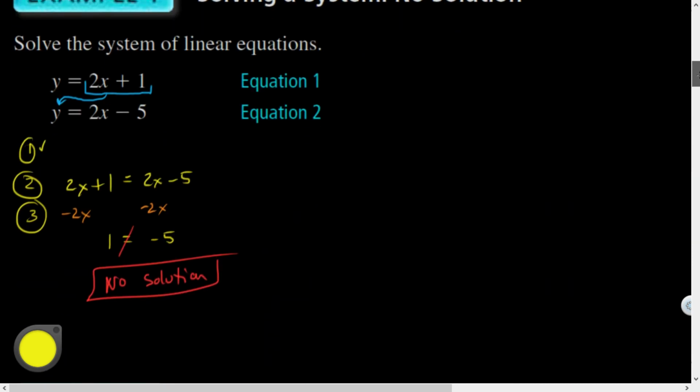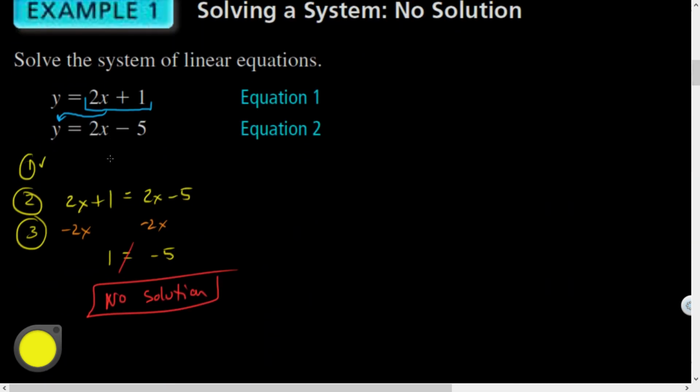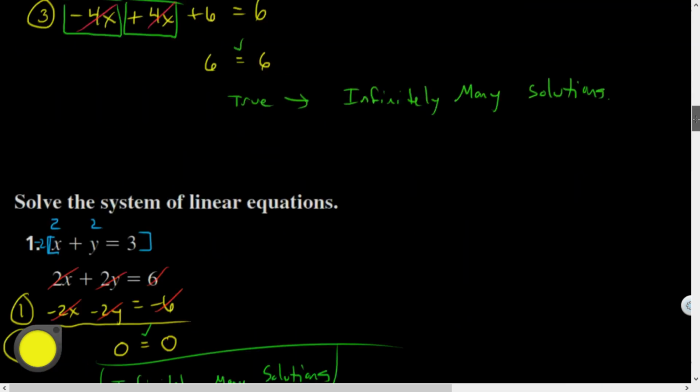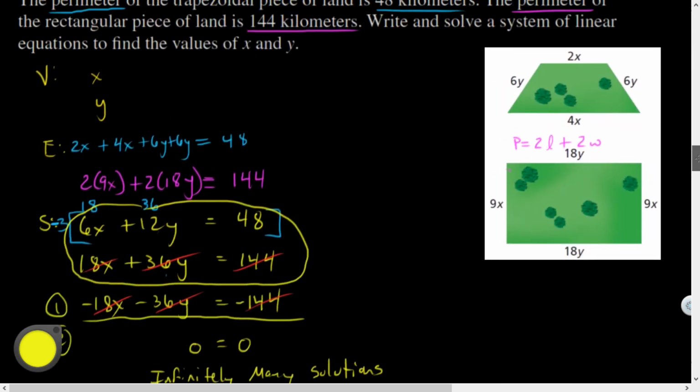Up here, how would I have suspected these had no solution? Think about y equals mx plus b. What were the slopes? They both had the same slope of 2, but if they had different y-intercepts, same slope is going to be parallel, different y-intercepts is different lines, and so those ones would have been parallel and not the same. So, let's see, infinitely many solutions.